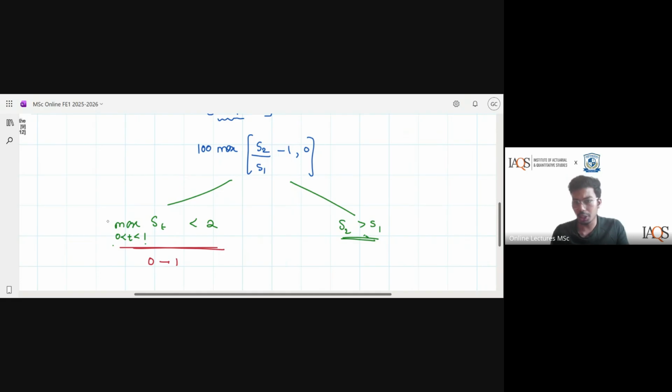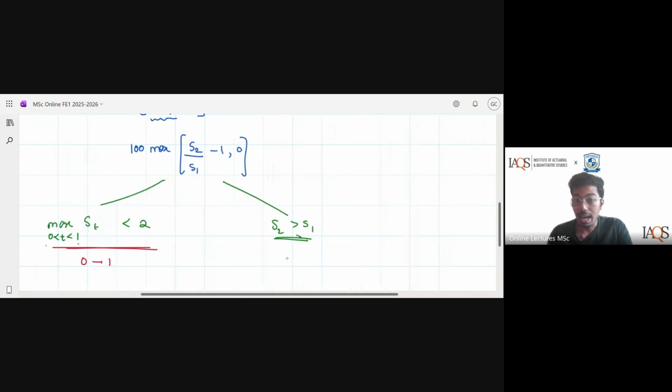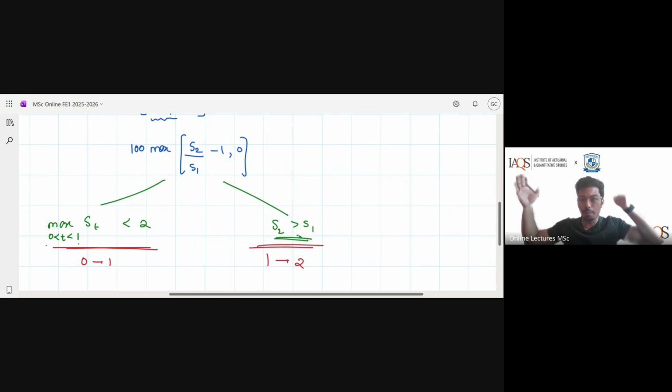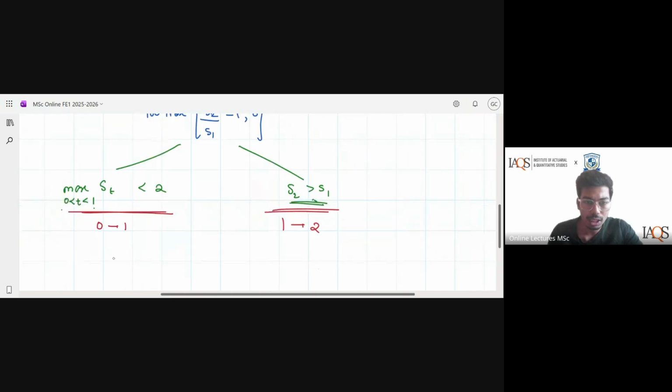You are checking this condition between time 0 to 1. And this is a condition that you are checking between 1 and 2. If I was to break my entire timeline, 0 to 2 years, the first condition is actually applicable between time 0 and 1. It has nothing to do between time 1 and 2. But the next condition, S2 has to be greater than S1, has to do with 1 and 2 as the time period.